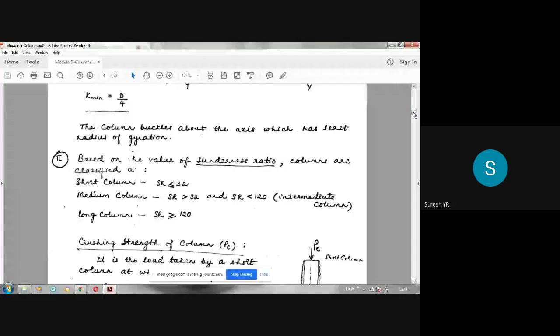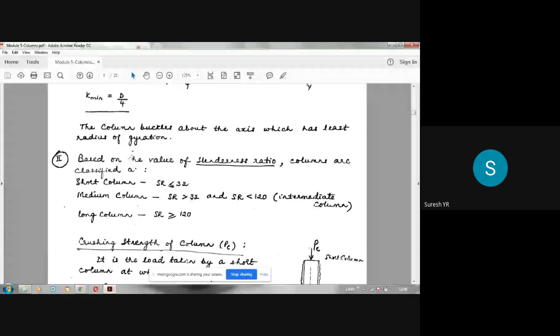Now, based on the slenderness ratio of a column, columns can be classified. This is another classification. First we discussed the ratio of L by D, where L is the actual length of the column and D is the least lateral dimension of the column. If you take that ratio, then columns are classified as short, medium and long based on L by D less than 8, between 8 and 30, and more than 30.